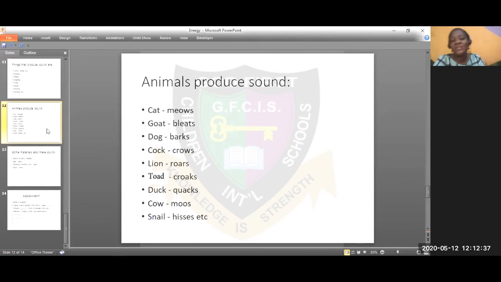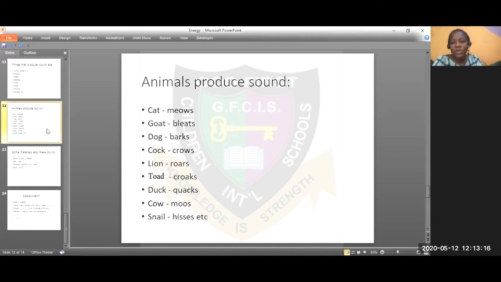A cock crows. Have you heard that sound before? If you've been to the village, I know you'll be hearing it almost every time. Early in the morning, you hear the cock making the sound. And a lion. What sound does a lion make? A lion roars. How does a lion roar? And all other animals will be scared. They will run away.